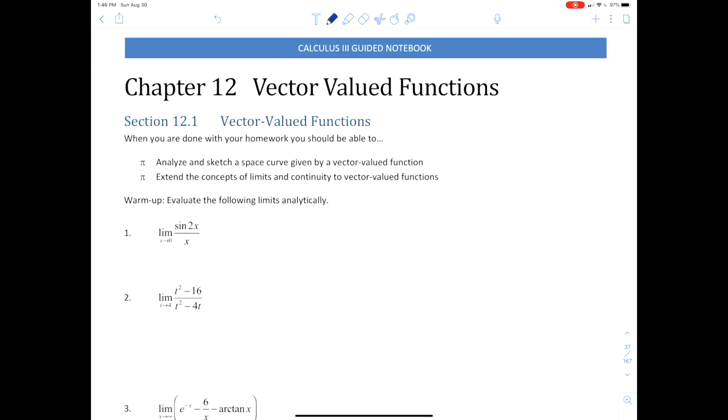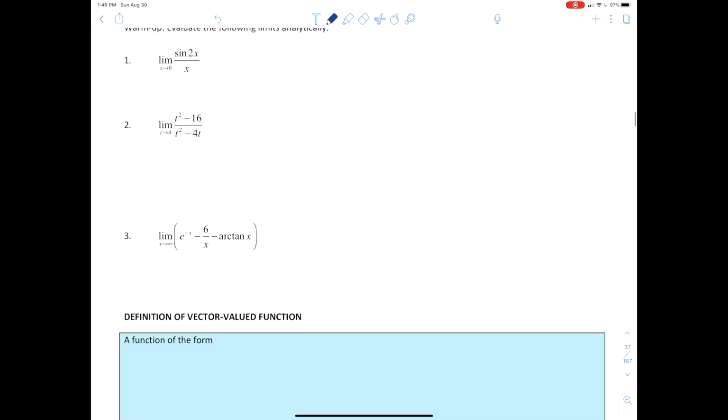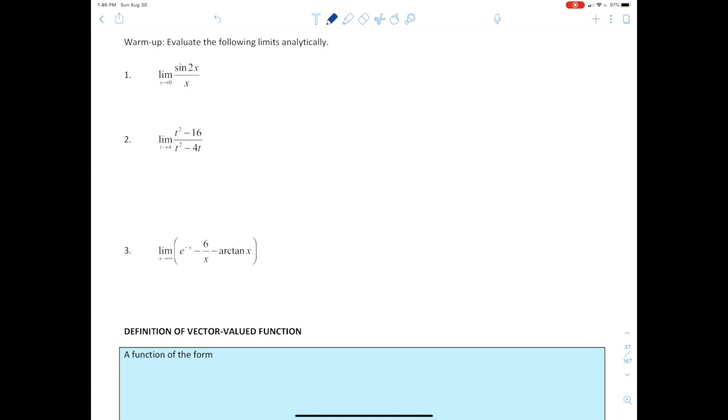So let's go ahead and warm it on up and check out these limits. We'll be looking at some limits today. So pause the movie, warm it on up, and then see how you did. Okay, let's go ahead and see how it went.